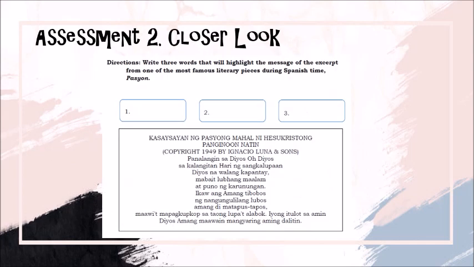Next is Assessment Number 2, entitled Closer Look. Write three words that will highlight the message of the excerpt from one of the most famous literary pieces during the Spanish time, the Passion. What you are going to do is read the message inside this box and write three words that highlight the message that these texts are trying to give us.